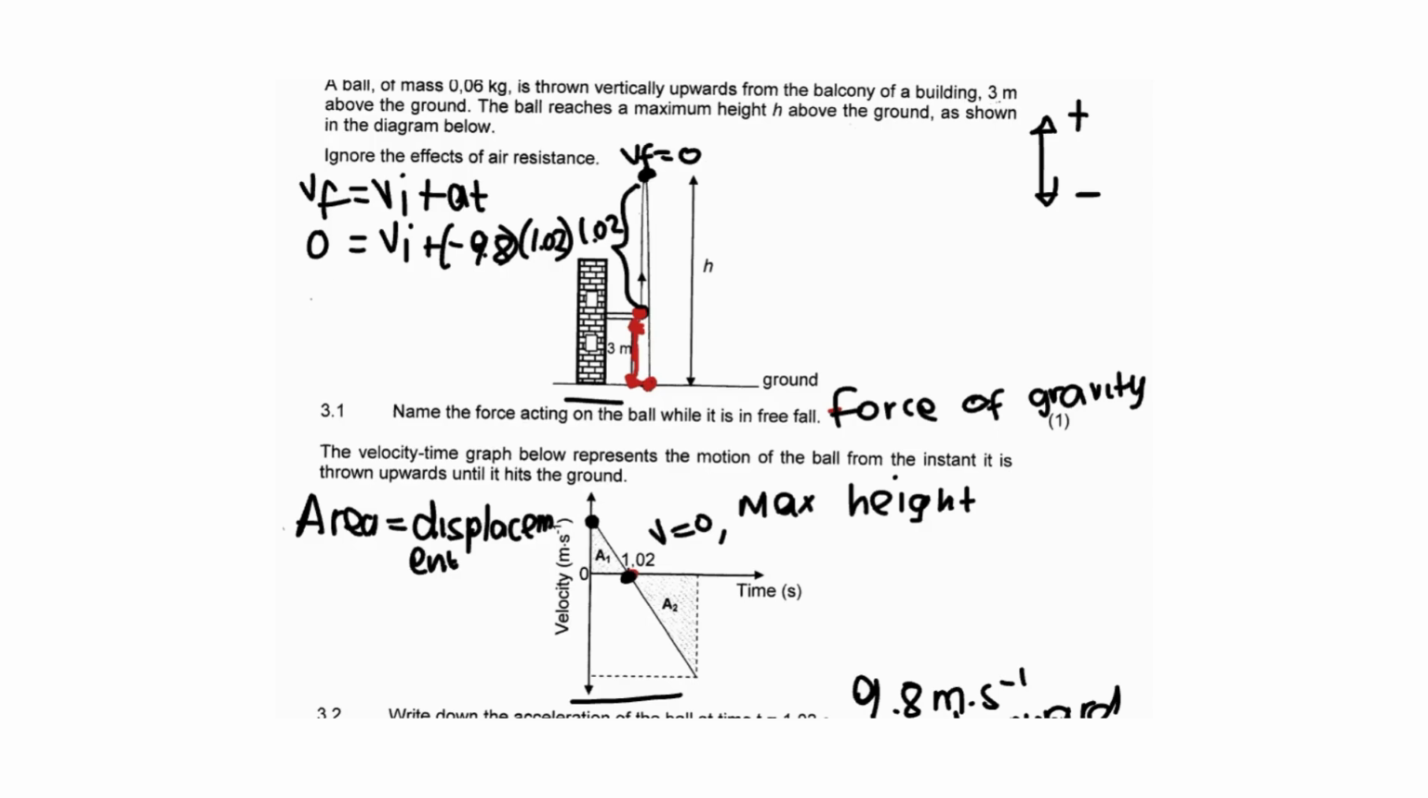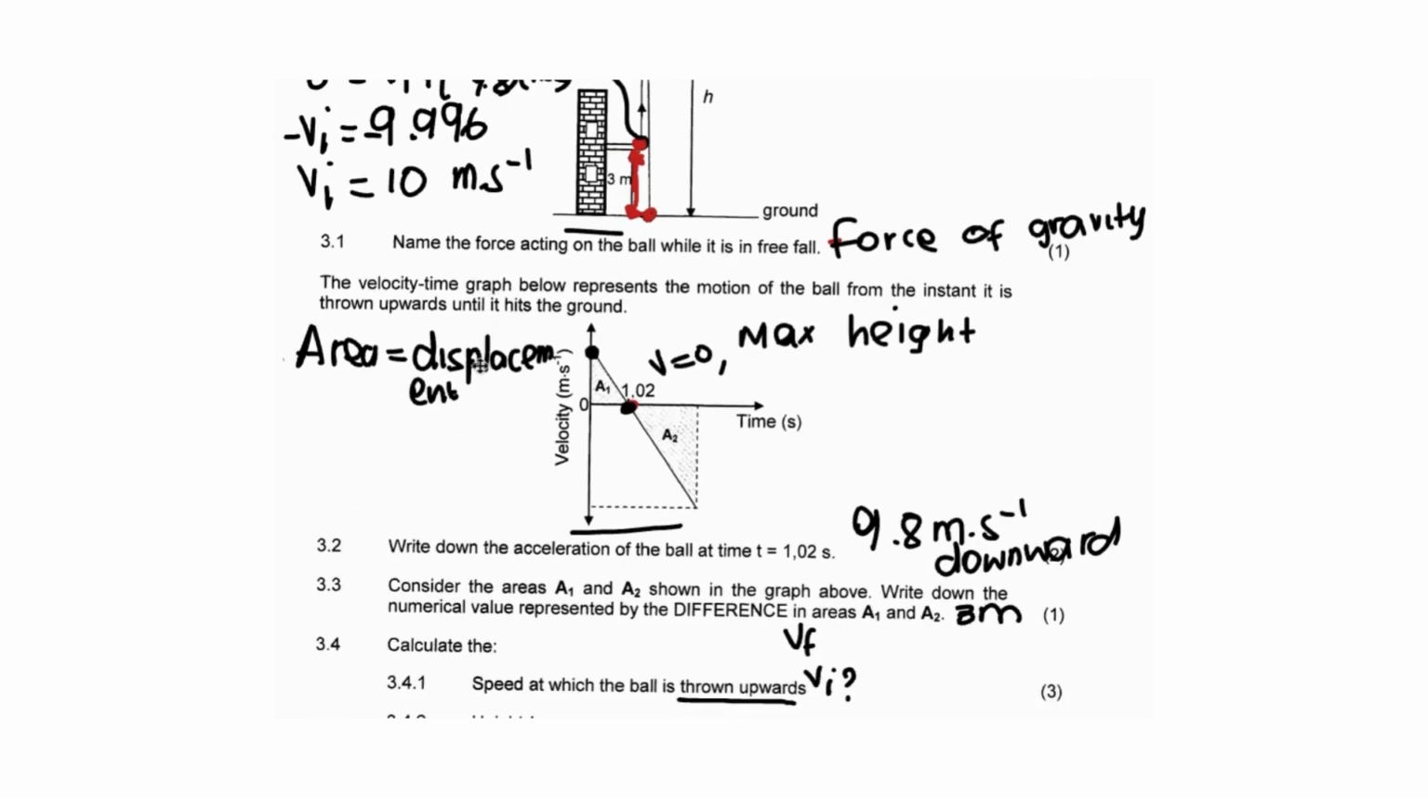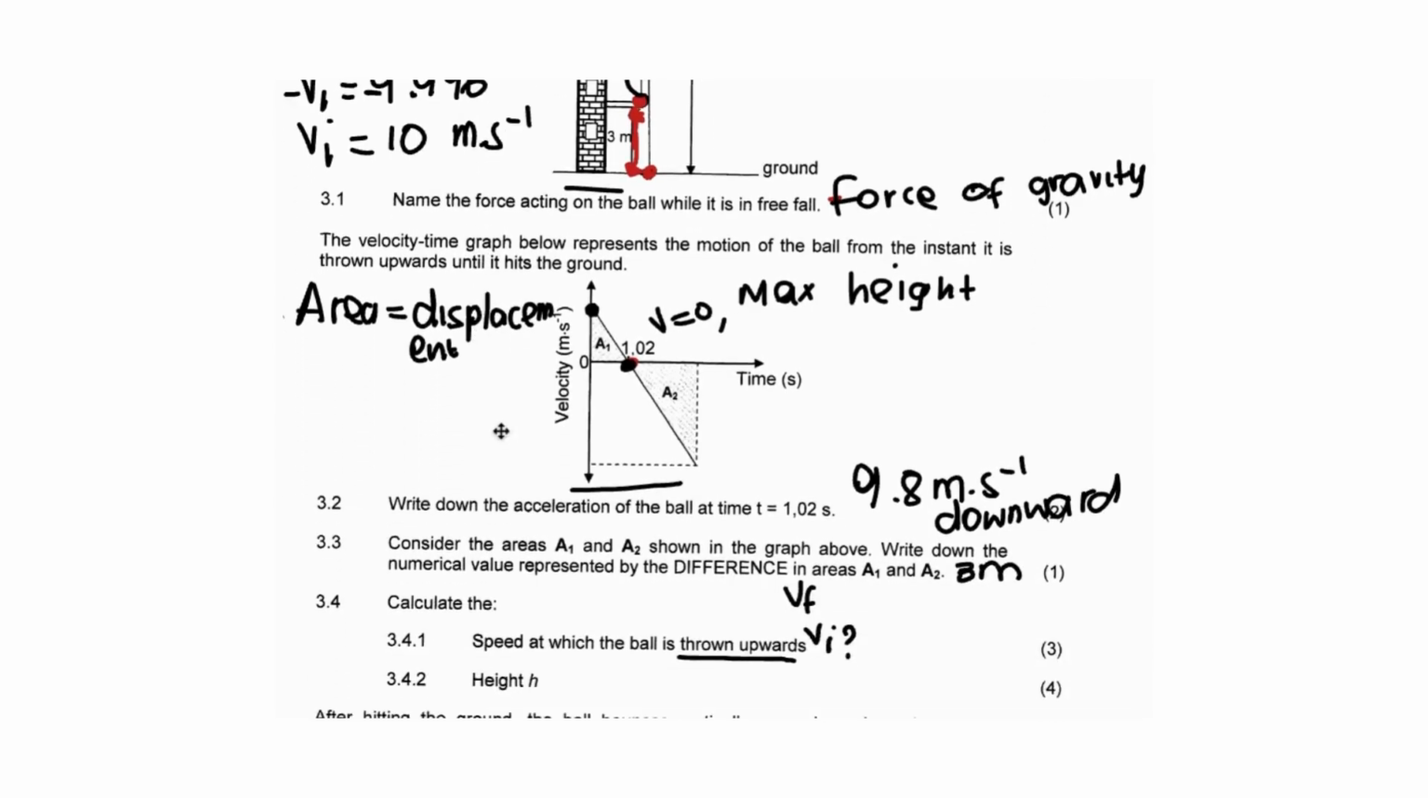And then taking the V to the other side, negative V would be equal to negative 9.8 times 1,02, and that gives me 9,996 negative, meaning V initial, if we round it, is going to be 10 meters per second. They wanted the speed, so we don't have to give direction, so the V initial there, we got it to be 10 meters per second. I hope you're still with me, guys.